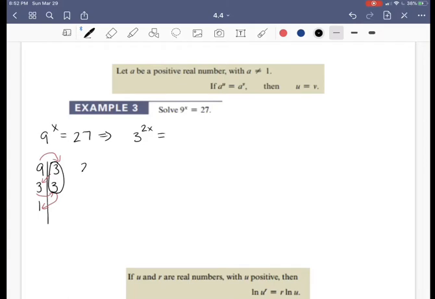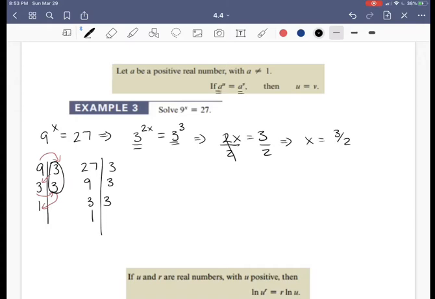Let's see if we can do the same thing with 27. 27, I can divide it by 3. That's a 9. 9, I can divide it by 3. That's a 3. And 3 divided by 3 is a 1. So 27 is just base 3 to the power of 3. Now, since we have the same base as the theorem states, that means I can ignore the bases and just continue with the exponents. So I have 2x is equal to 3. I can divide this by 2 on both sides. Then I have x is equal to 3/2.